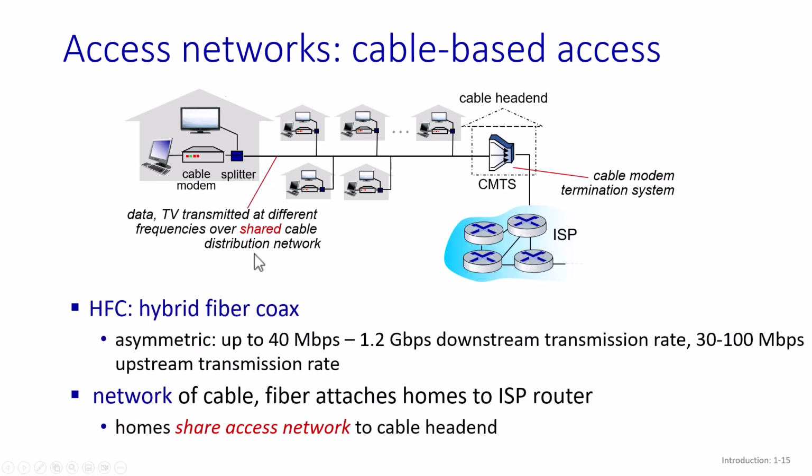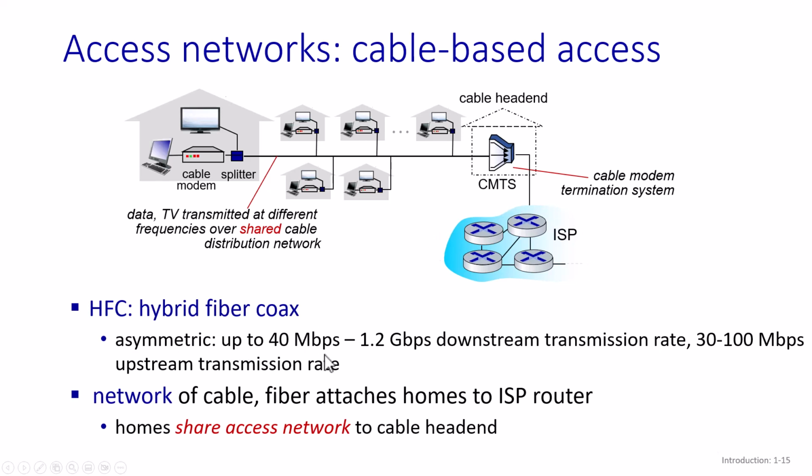Now, here is a detailed picture of access. Data and TV are transmitted at different frequencies over a shared cable distribution network. Now, this is a shared cable distribution, and this is attached to the cable head end, which is called the cable modem termination system. And now this is connected to the internet service providers. Okay.